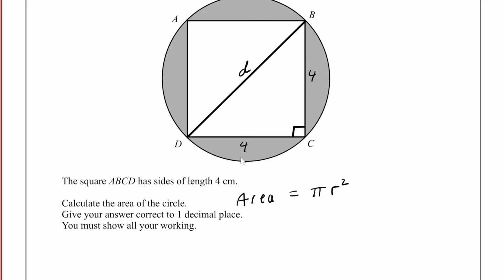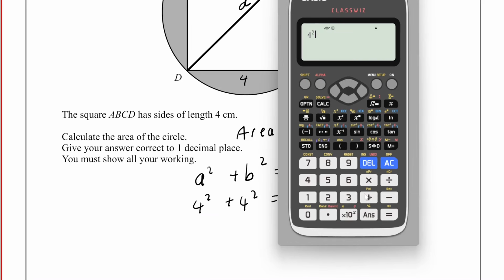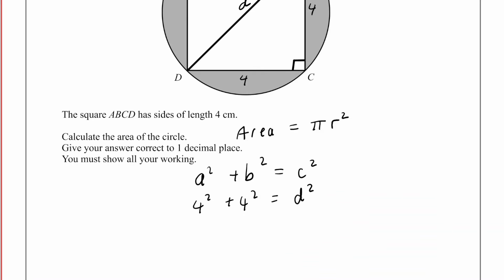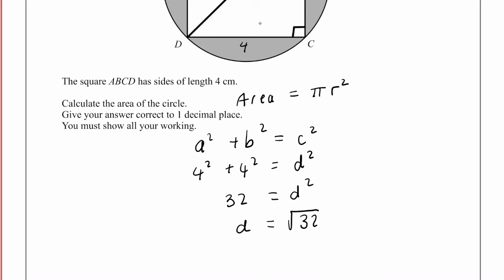So a squared plus b squared equals c squared. 4 squared plus 4 squared equals the diameter squared. So let's use the calculator. What's 4 squared plus 4 squared? That's 32. So the diameter squared is 32. The diameter must be square root 32, which is 4 root 2, or 5.657. I'm going to use the whole number though.